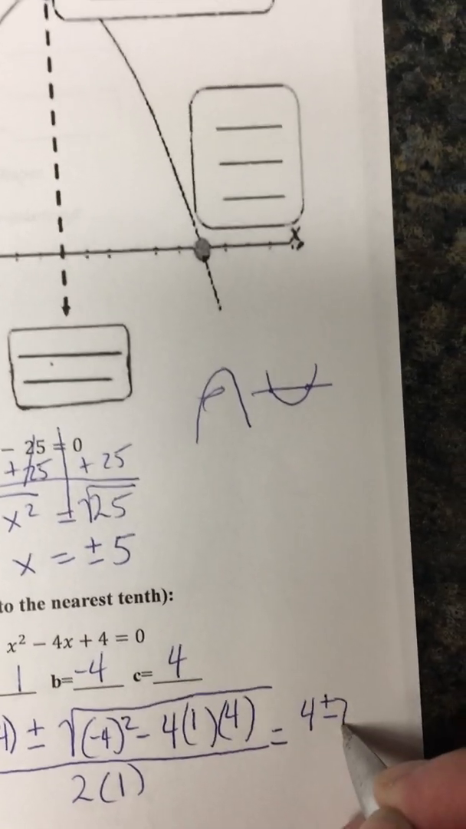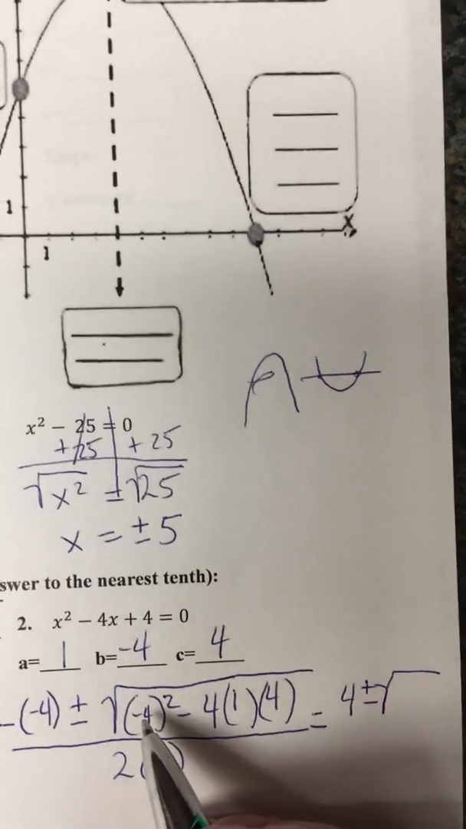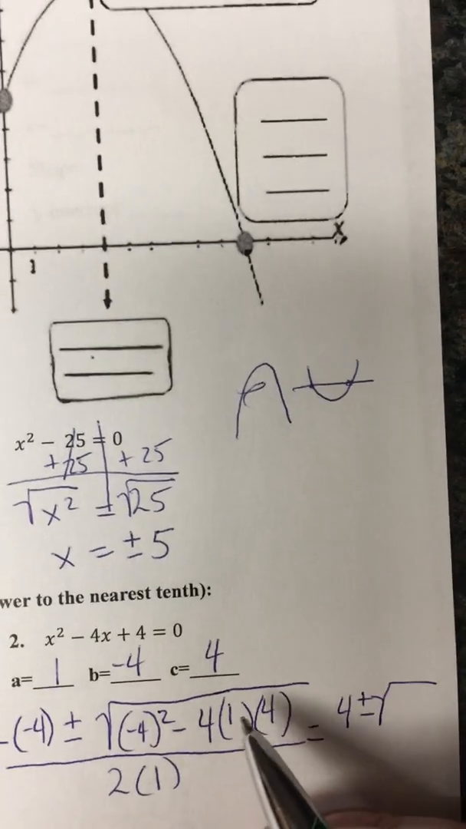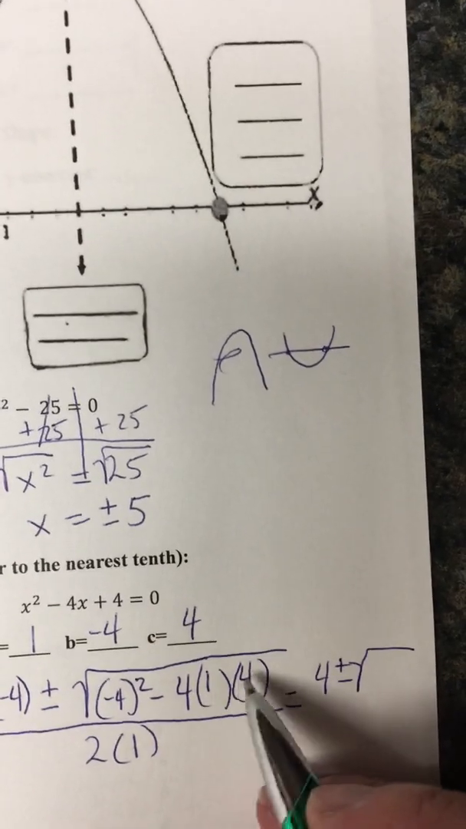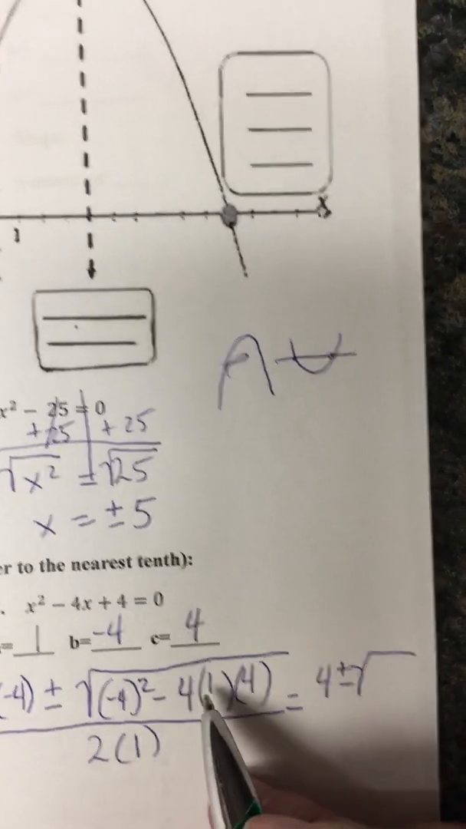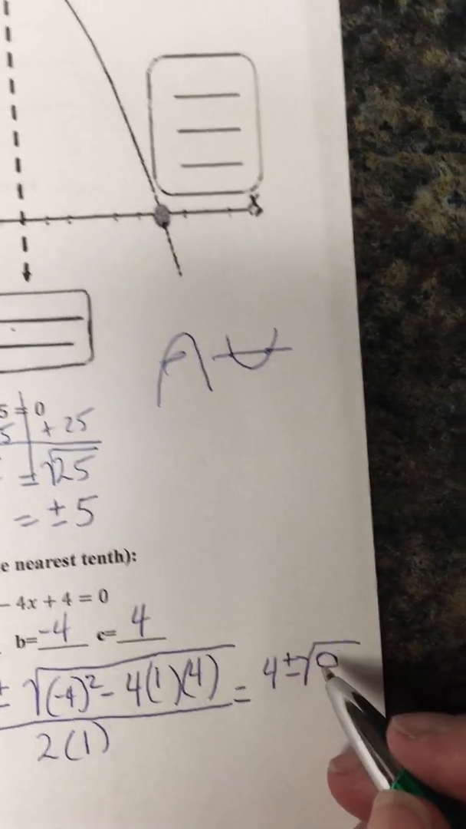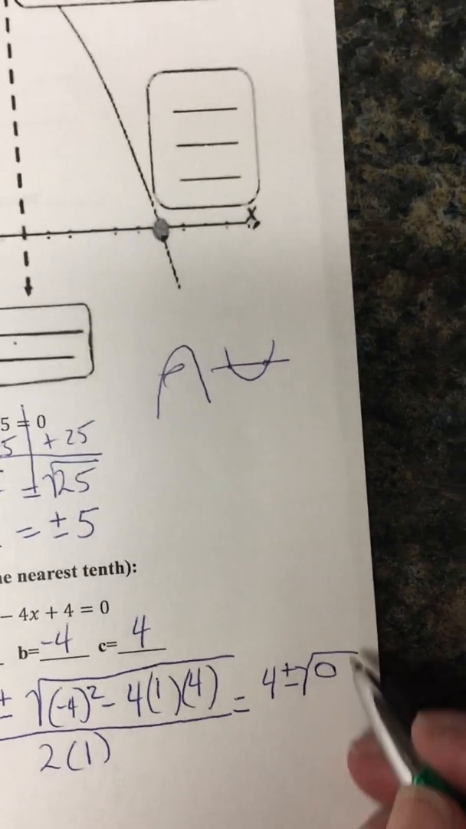And then I'm going to do what's underneath the radical symbol. So if I put in -4 squared, -4 times -4, this is 16. And this is 4 times 1 times 4, which is also 16. So I've got 16 minus 16, which is a big old 0. What is the square root of 0? Well, what times what equals 0? 0 times 0. So the square root of 0 is also 0.